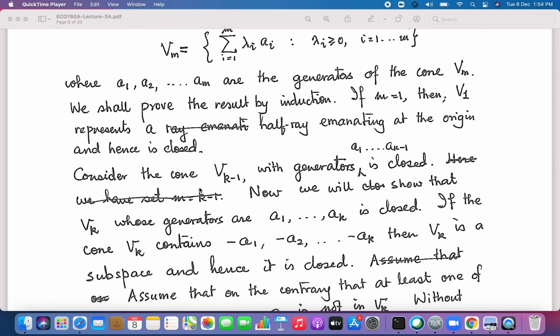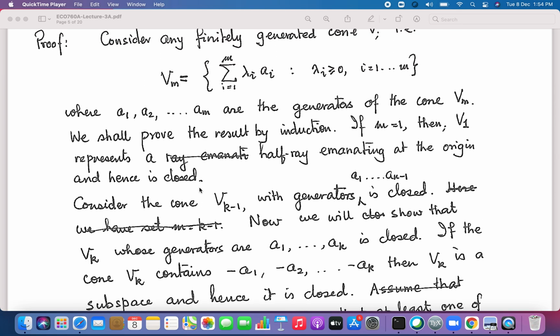Now you use induction. You will say, okay, if I have k generators, suppose I know that for a1 to ak minus 1, the k minus 1 generators, the finitely generated cone would be closed. Now if I add one more generator, then the new cone should also be closed. In that way you can move gradually from 1 up to m and show that this Vm is closed. This Vm is written only to say that there are m generators of this cone.